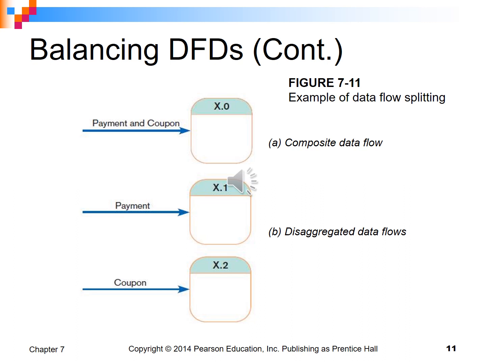If we look at this, it's balanced. You have a composite data flow in A, payment and the coupon. Payment and the coupon, we split it into payment or coupon. It is the same thing; it has the same parameters. It goes to a part of the process: one of them goes to X1, one of them goes to X2.